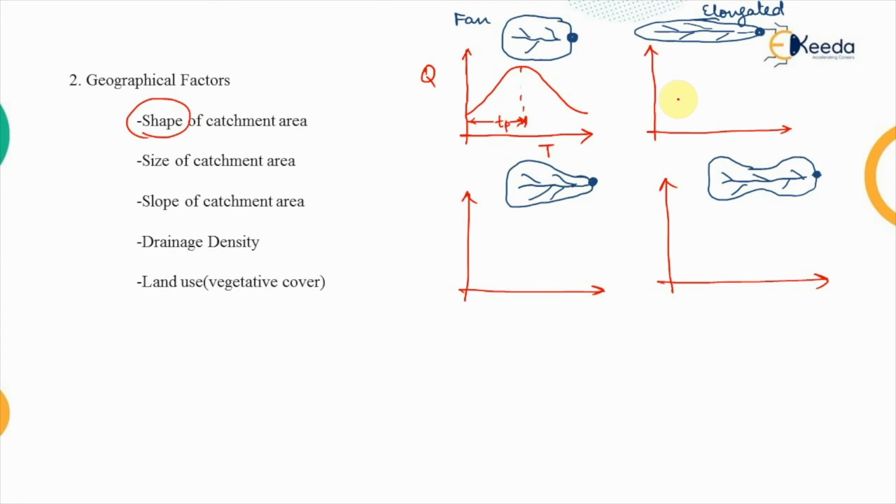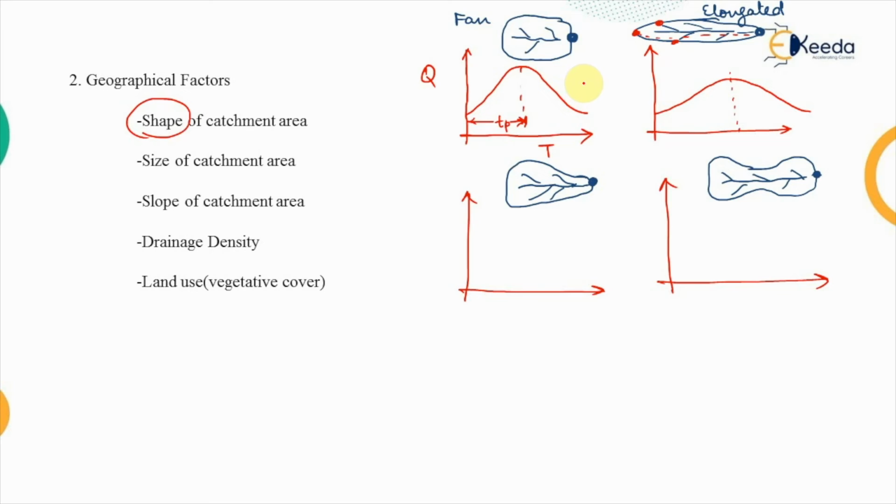But if we take a look at the elongated catchment area, the remotest point will take the maximum time to reach the outlet. Similarly, the points which are near to this remotest point will also take a very long time. So because of that, the curve that we obtain is usually flatter, and this is the time taken to reach the peak of the hydrograph.